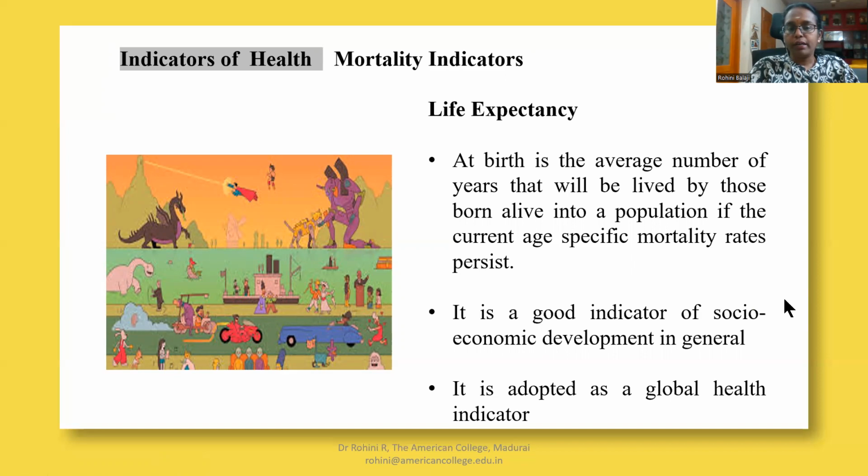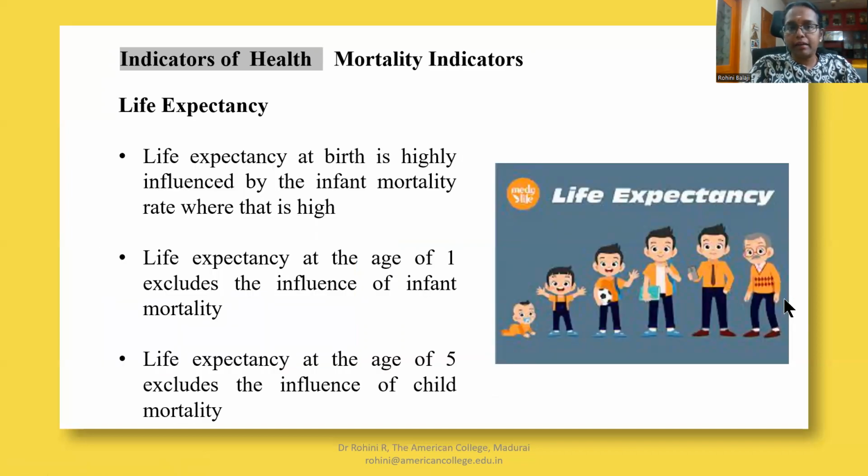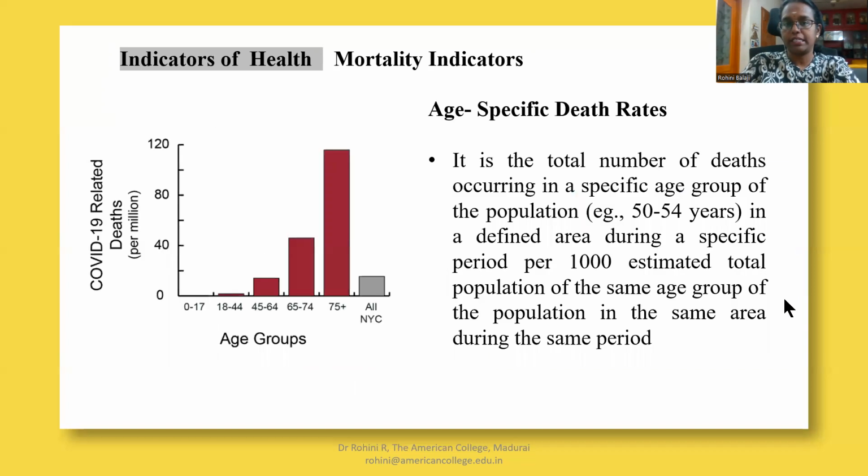Among the mortality indicators, life expectancy at birth is highly influenced by the infant mortality rate, where that is high. Life expectancy at the age of 1 excludes the influence of infant mortality. Life expectancy at the age of 5 excludes the influence of child mortality.